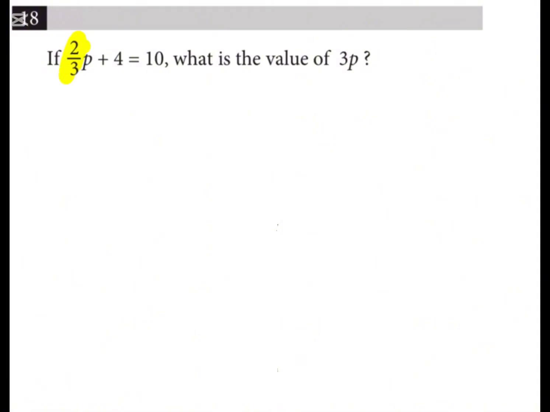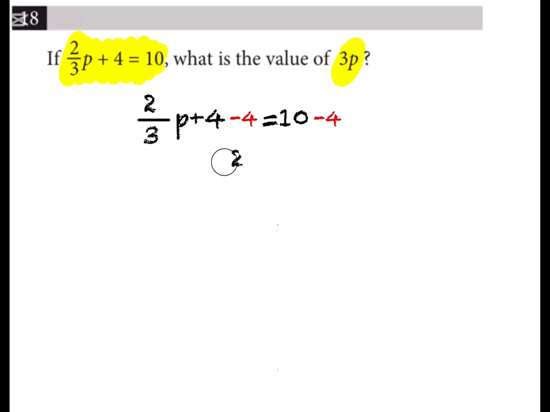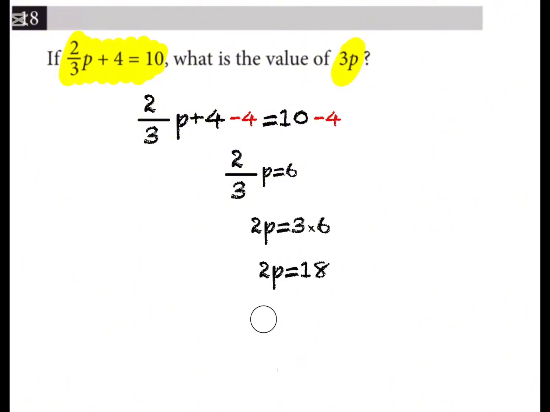According to the given equation, what is the value of 3p? We'll solve this step by step. First, let's isolate p by simplifying the equation. Subtract 4 from both sides. To get rid of the fraction, use the cross product. Multiply both sides of the equation by 3, then divide both sides by 2 to solve for p. p equals 9. The question asks for 3p, so multiply p by 3, so the final answer is 27.